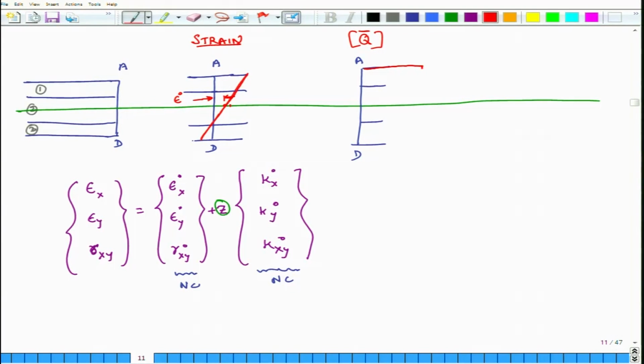So for a given layer it is constant, because for a given layer theta is constant and the material is the same. And as you move from one layer to another, the Q bar matrix jumps. So this is how Q bar changes. And finally, we look at how stress changes.